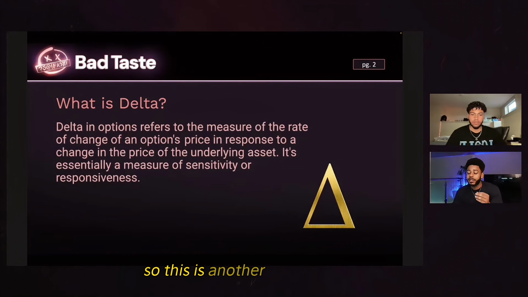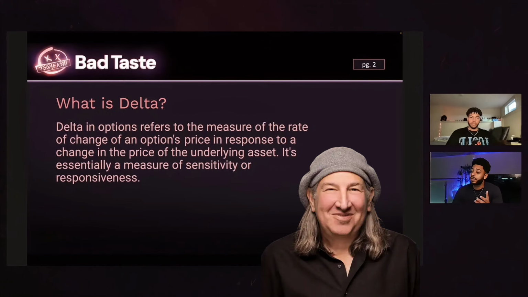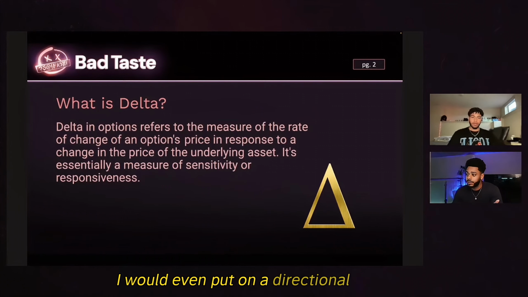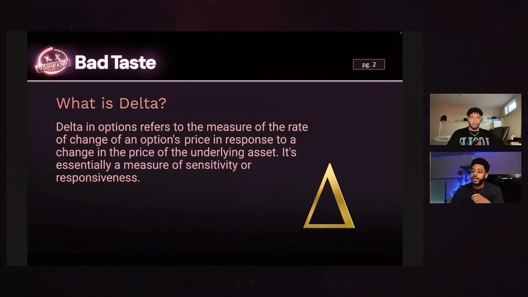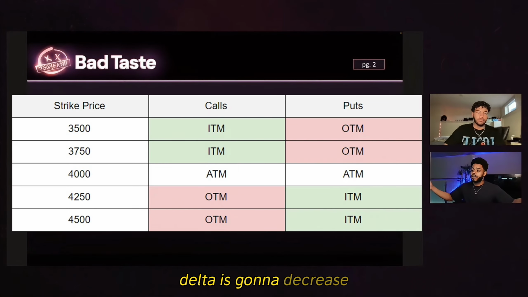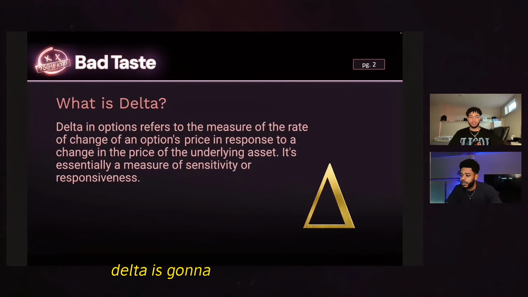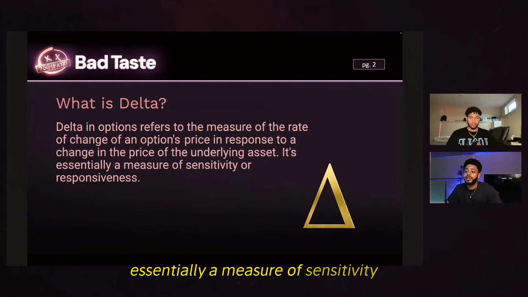This is another thing that really confused me when I first got into the market. I remember with Tom, we would sometimes put on a position, even a directional position, like selling a call spread or selling a put spread, and we're selling these out of the money. And as we know, the further we get out of the money, delta is going to decrease, and the closer you come to the money, delta is going to increase. So this also lets you know it's essentially a measure of sensitivity or responsiveness.